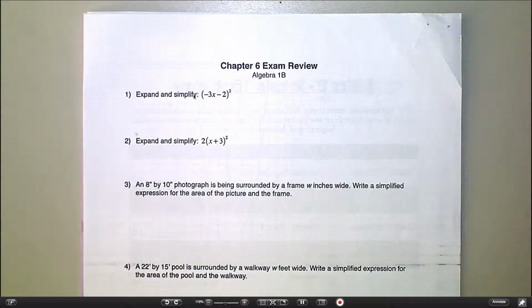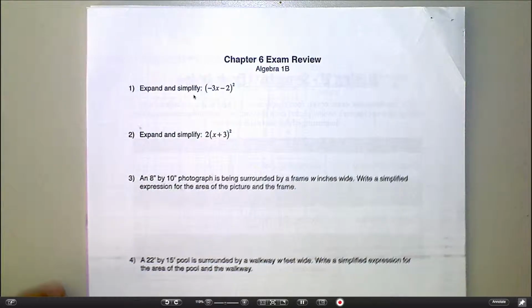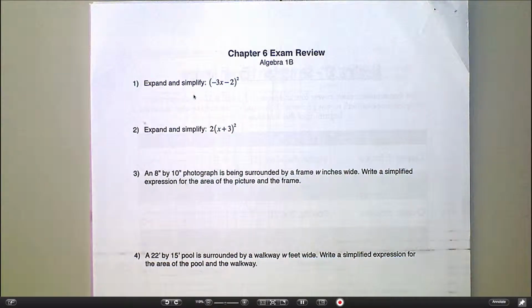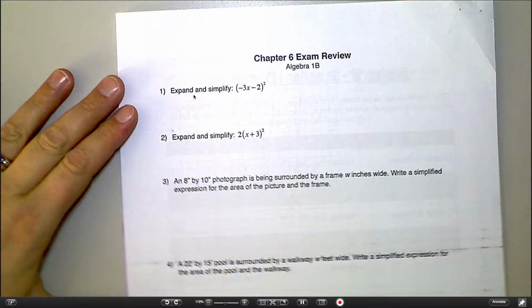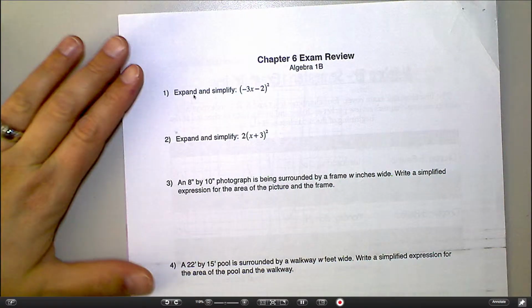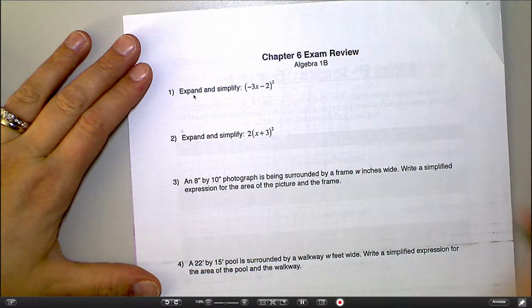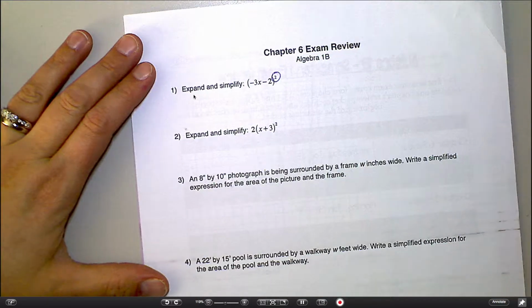Everyone, this is the first page of the Chapter 6 exam review for Algebra 1B. Getting back into quadratics, which is the chapter we just recently finished. This first one, expand and simplify, pretty straightforward. This is just FOIL. So this square means I'm going to write my parentheses out twice.